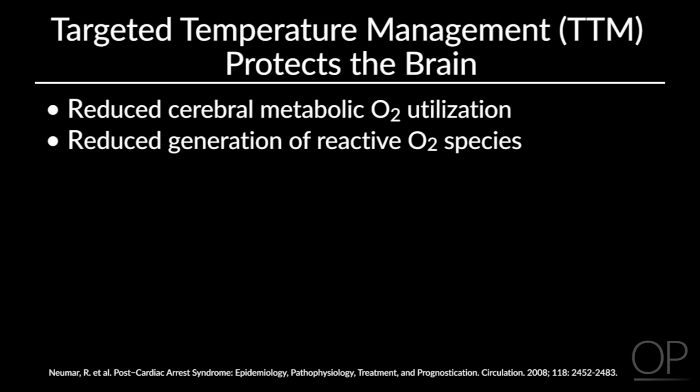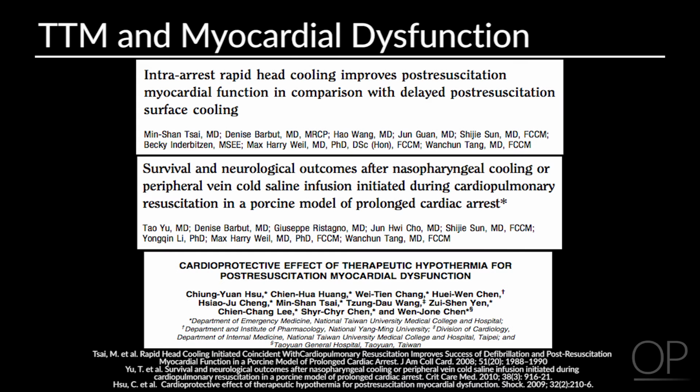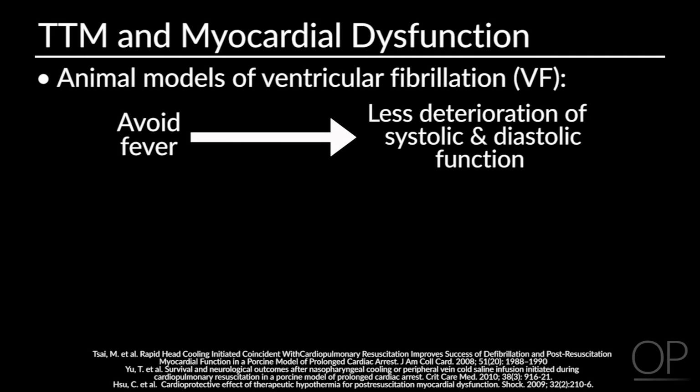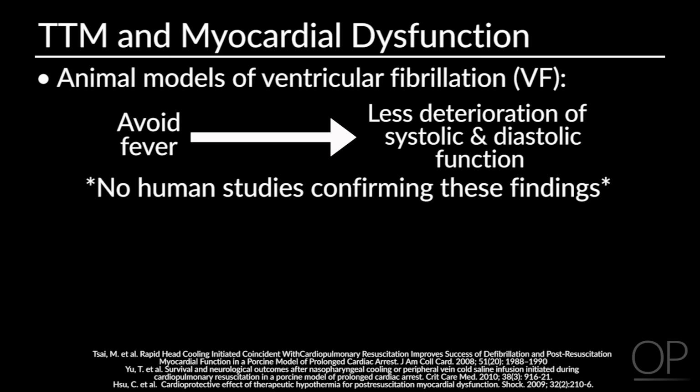It's not just the brain, though. We see that temperature-targeted management has benefits for other organ systems, and specifically the heart. We've seen in animal models of ventricular fibrillation in multiple species that the use of temperature-targeted management, avoidance of fever, can actually lead to animals that have less deterioration in systolic and diastolic function. Needless to say, while this is very optimistic if you're an animal, to this point in time, there's no human studies that tell us clearly that there's a benefit in cardiac function and outcome when temperature-targeted management is used.